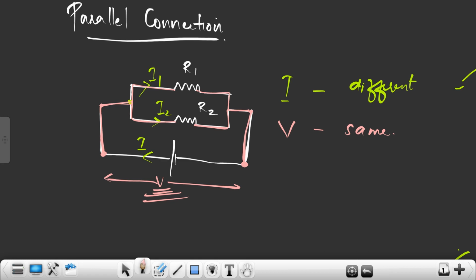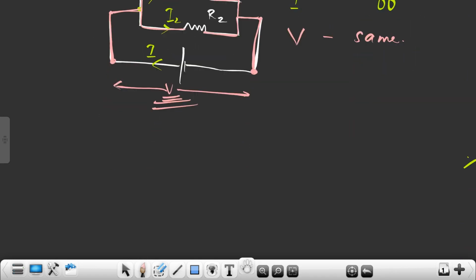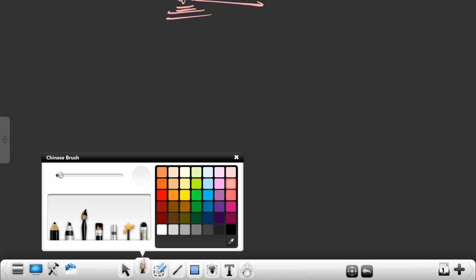Next, we want to find out what will be the effective resistance or total resistance when two resistors are connected in series or in parallel. For that, let's draw the circuit once more.